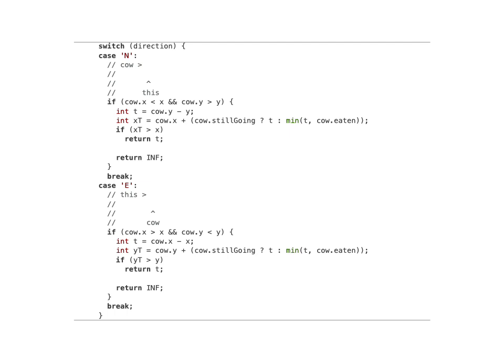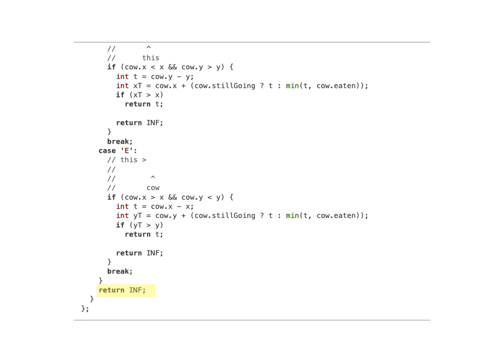The case where this cow is facing east is perfectly analogous. And this line is only reached if the other cow is facing a different direction, but it is impossible for it to block this cow. For example, if this cow is northward, the other cow is eastward, but the eastward cow's starting x-coordinate is greater than the northward cow's x-coordinate.